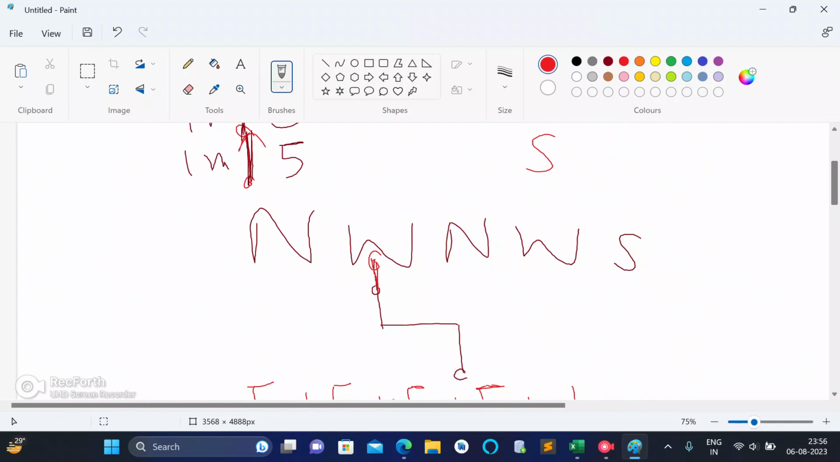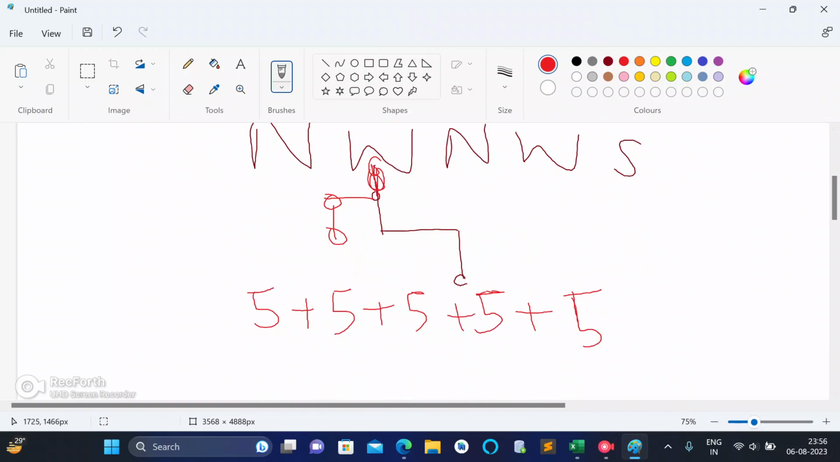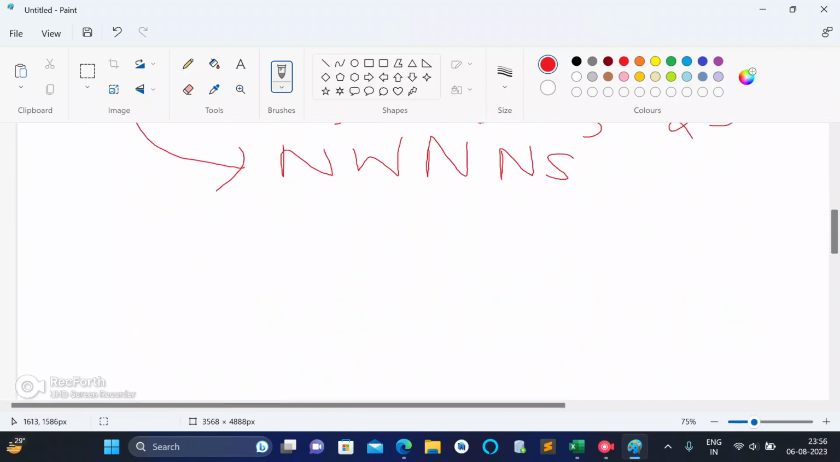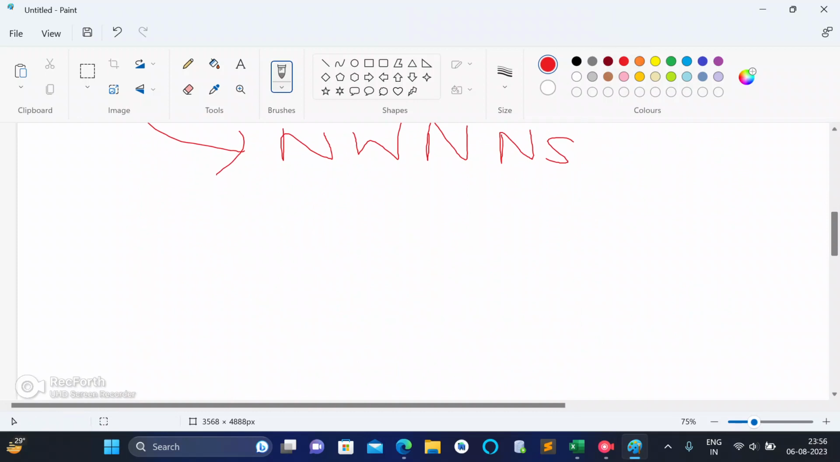Okay, so it is actually northwest. After north I move to west, then move to south. So it is only 5 only. So it is saying 25. Let's change this test case to N, W, N, and S. Let's say this is my test case.